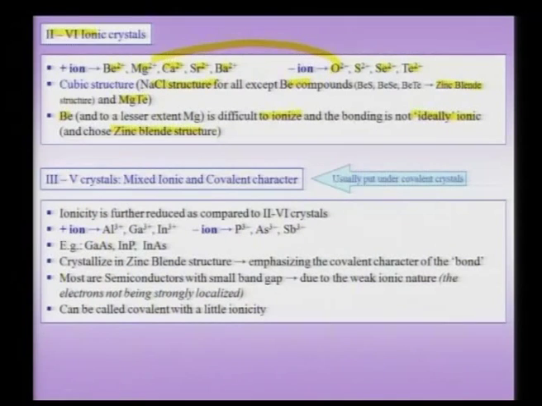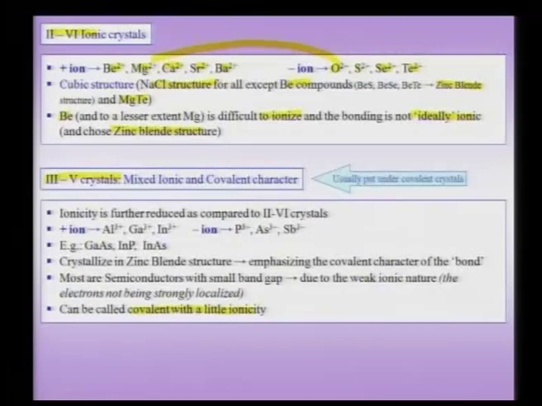Now, when you go to the 3,5 crystals, the bonding practically cannot even be called ionic. It is typically put under covalent bonding, covalent with a little bit of ionicity. So, now we are starting from a pure ionic bond, and we have transitioned into the 3,5 crystals, wherein the bonding is more covalent than ionic in nature.